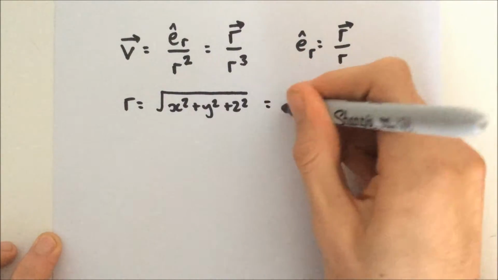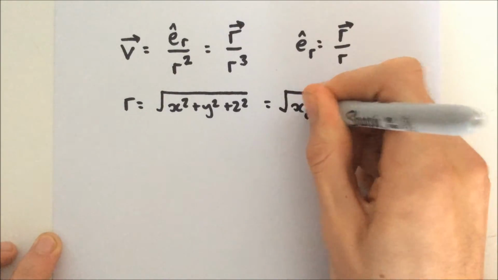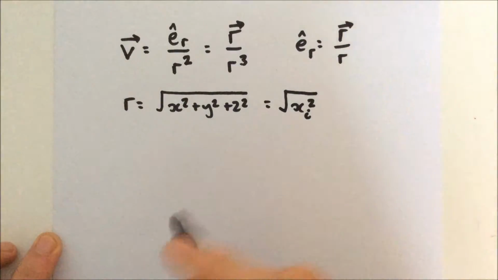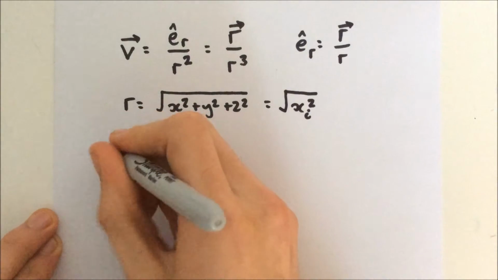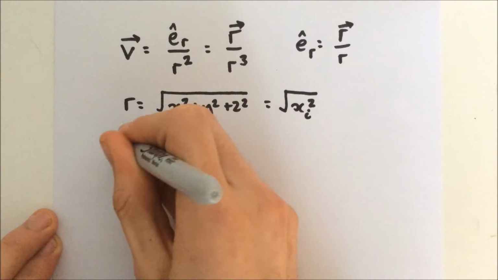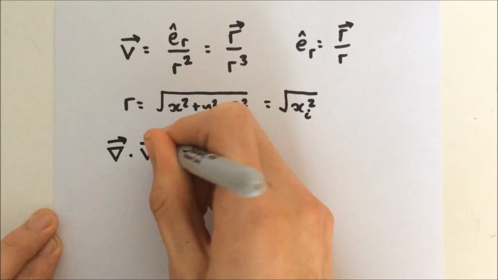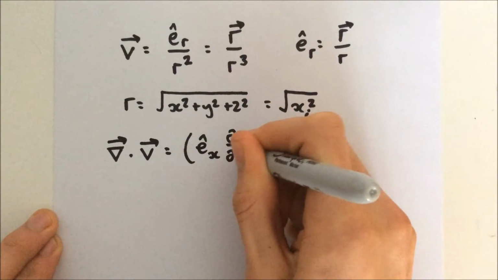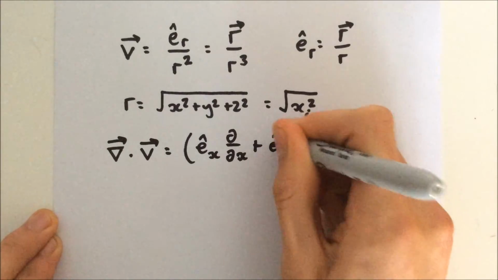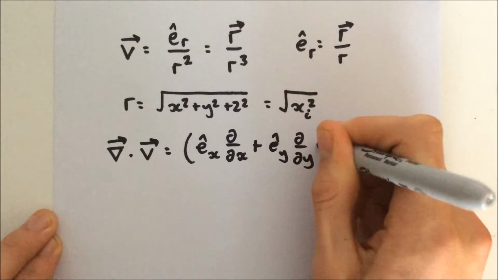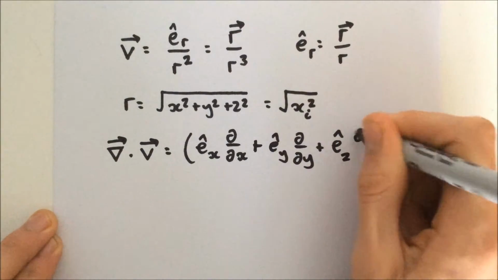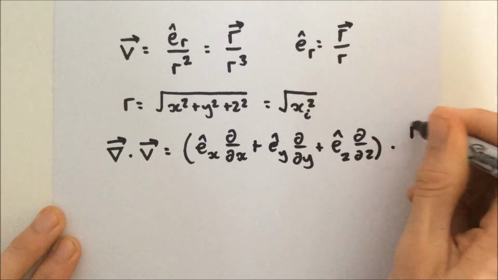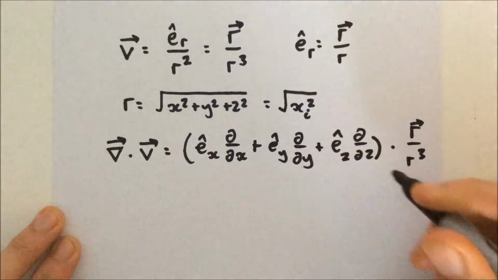We can also write it in a different notation, the square root of the sum over i of xi squared, where summation is assumed. So let's take the divergence of this vector field. We take the dot product of the del operator and the vector field. This is equal to e hat x times the derivative with respect to x, plus e hat y times the derivative with respect to y, plus e hat z times the derivative with respect to z, dotted with r over r cubed, which is the same as saying 1 over r squared.